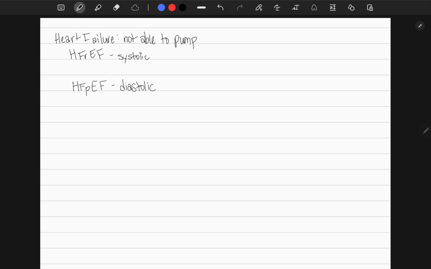To compensate for this, the heart can increase heart rate so that it can pump more out despite it not having as much volume. But this is counterintuitive because it's going to decrease the fill time of the heart. So it's not going to be able to fill as much as it could possibly eject out.